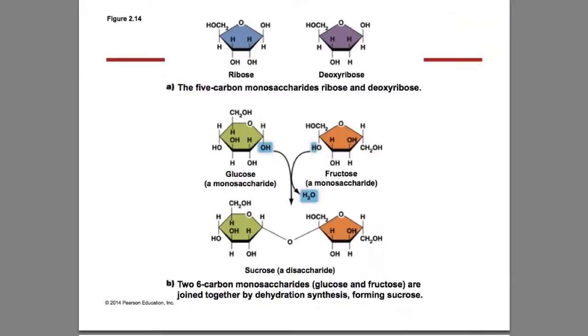Here's a pictorial representation, figure 2.14, of ribose and deoxyribose. And the production of a disaccharide with glucose and fructose to form sucrose, or basically table sugar, by the way. This is table sugar. This is what you add to your coffee. Here you go. This is a dehydration synthesis reaction because we're removing water to form this larger disaccharide.